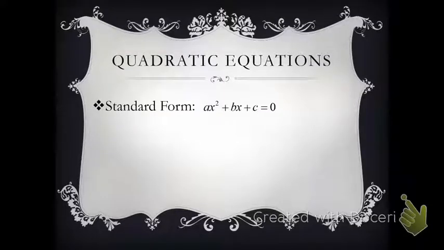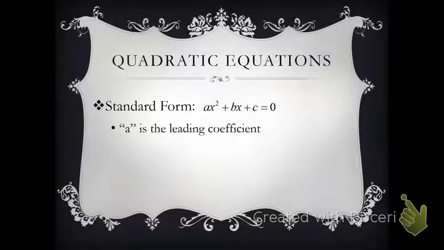In this next lesson, we're going to be learning about quadratic equations. Quadratic equations have the standard form of ax squared plus bx plus c equals 0. We've only been working with equations so far this year that had x's in them, like x to the first, when we were solving them, and now we're going to have ones that have an x squared in them.